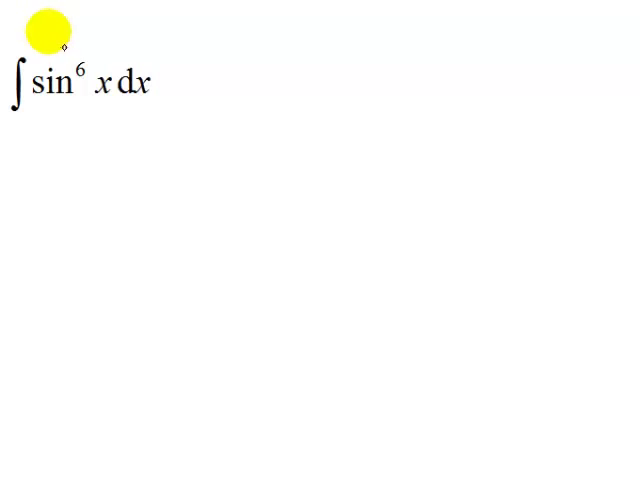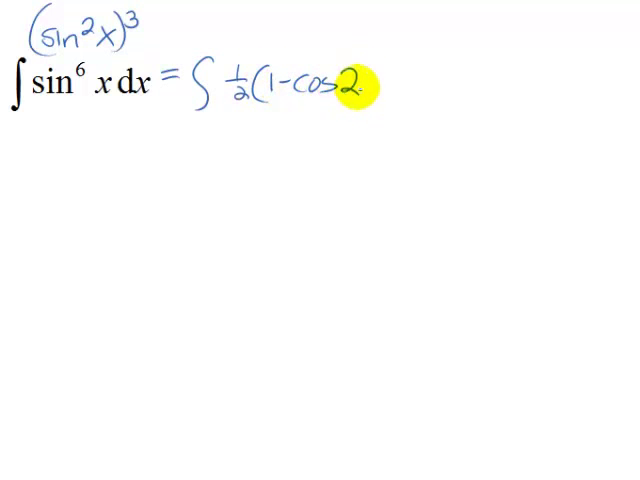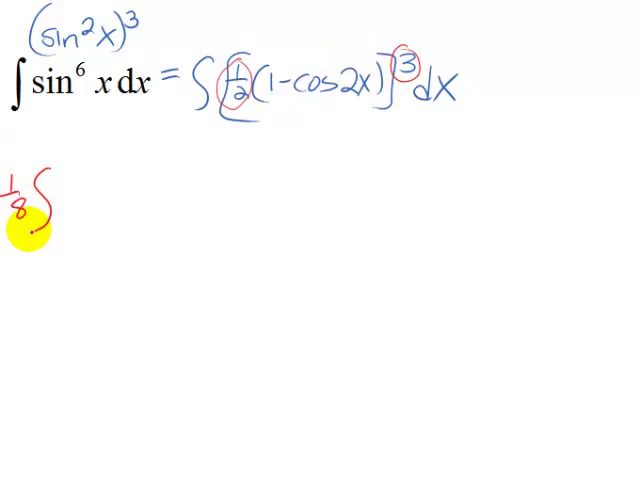So first of all, we're going to think of this as sine squared x to the third, and we'll use the half-angle formula. So this is going to be 1/2 times 1 minus cosine 2x, and that would be to the third dx. Now in looking at this, we have a 1/2 to the third, so we could bring a 1/8 out in front. And this needs to be multiplied together 3 times.